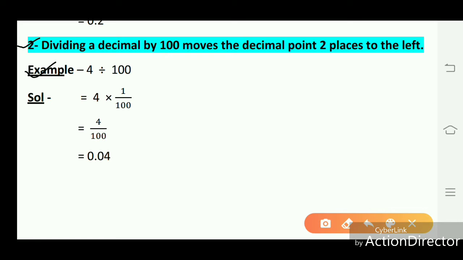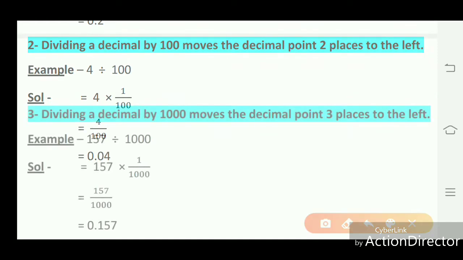Here we take the reciprocal of the second number 100, so we write 1 upon 100 and the divide symbol changes into multiplication. So we write 4 multiplied by 1 upon 100. So 4 ones are 4 upon 100. And when we divide 4 by 100, because 1 here has 2 zeros, the decimal moves 2 places to the left-hand side. So we write 0.04.